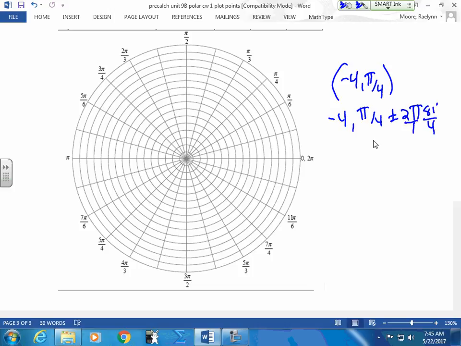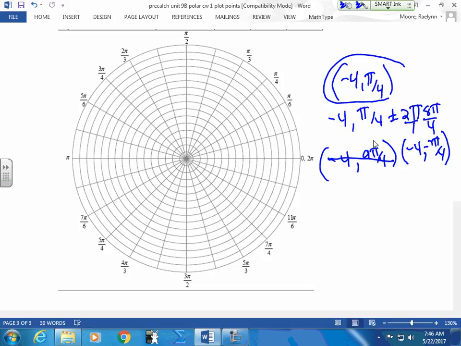Convert your denominator. So I can name this point as 9 pi over 4. And if I subtract it, make it 7 pi over 4. So is either one of these out of my 2 pi? This guy, right? So I have this name, and I have this name. I still can't plot it though. I can't plot a negative radius.